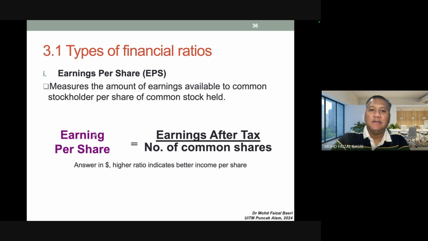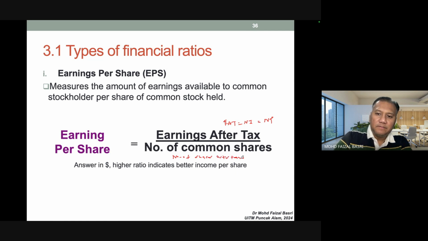So earning per share is earning after tax. So ni tadi EAT equals net income equals net profit. So ni ada dalam income statement. But we don't have this one, number of common shares. Okay, sometimes number of common shares ni simply kita panggil dia number of shares outstanding. Ataupun in short, kita panggil dia NOSO. Okay, number of shares outstanding.